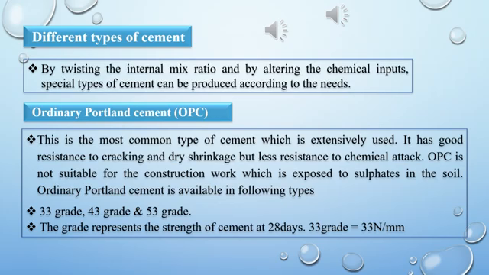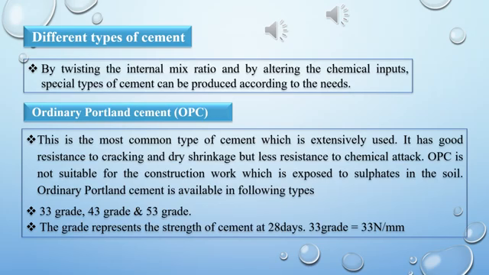Ordinary Portland cement is available in different grades, and those grades are 33 grade, 43 grade, 53 grade, and the grade represents the strength of cement. For example, at 28 days, 33 grade is equal to 33 Newton per millimeter squared.